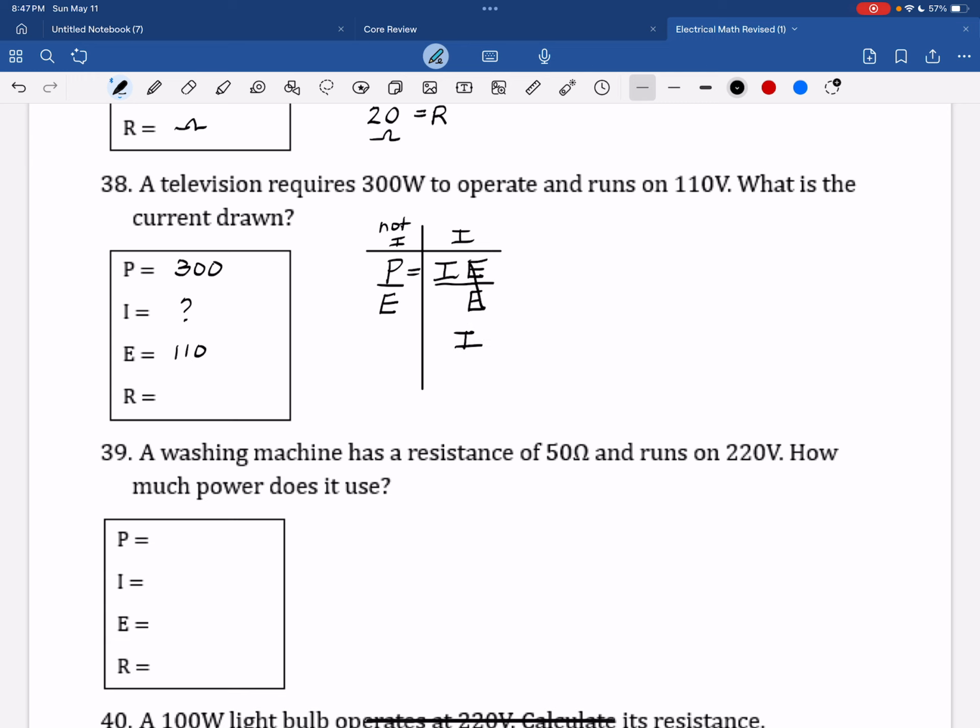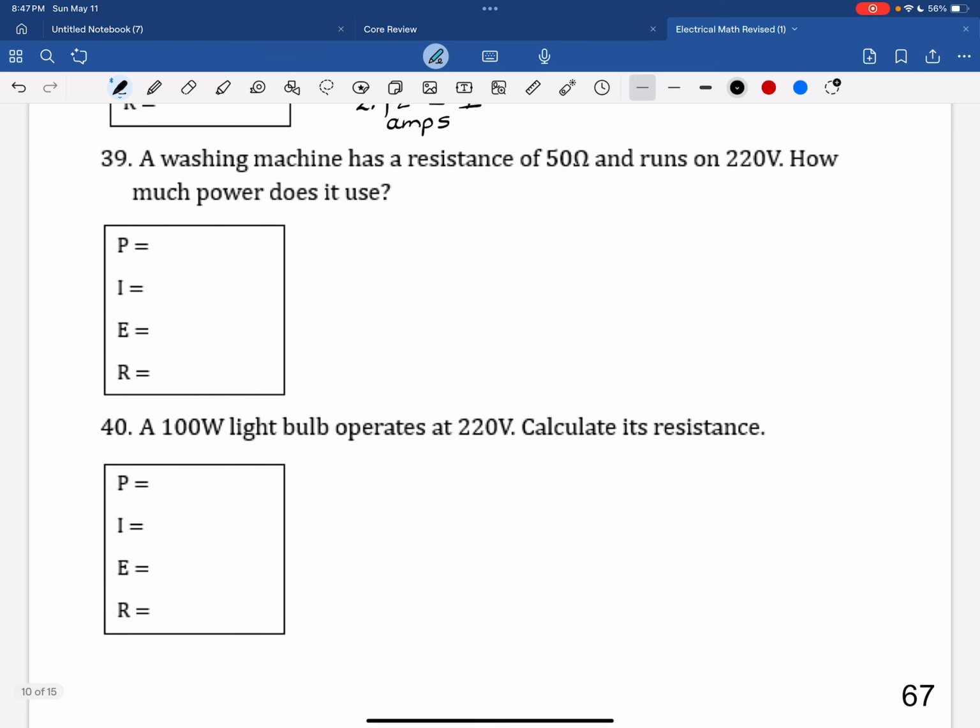So I is going to equal 300 divided by 110. And if you put that in your calculator, you're going to get a repeating decimal. So I'm going to say 2.72, and that 72 repeats itself to infinity. And that is current, so that would be in amps. So about 3 amps.